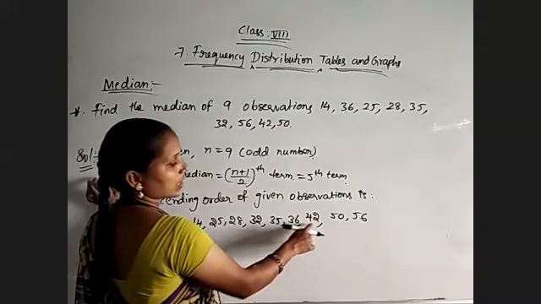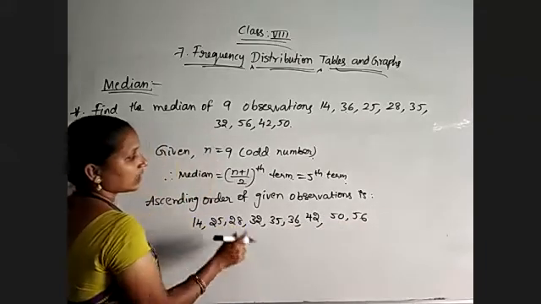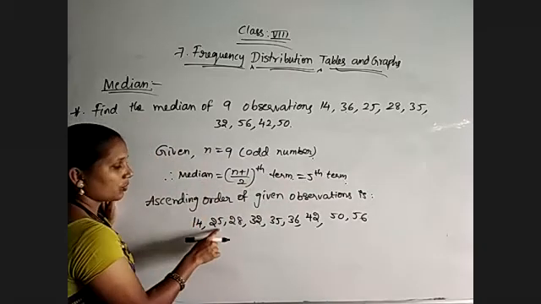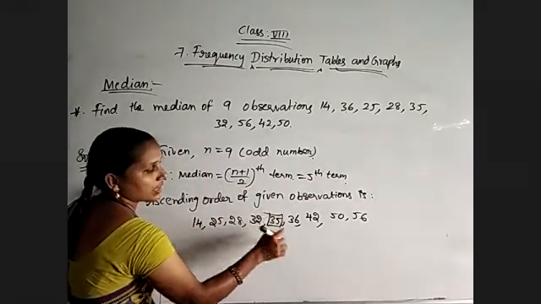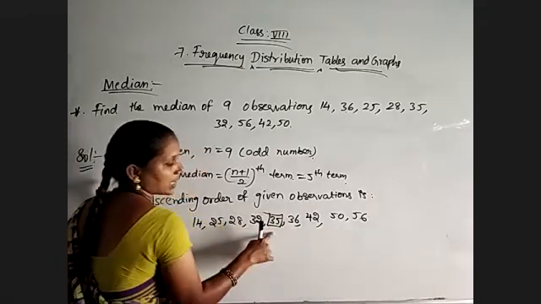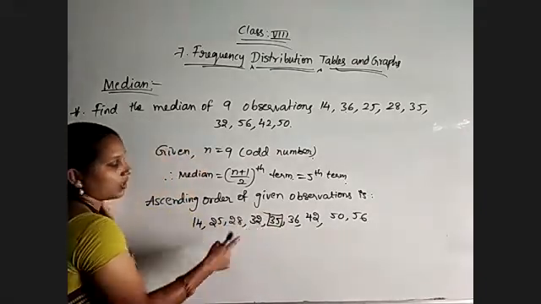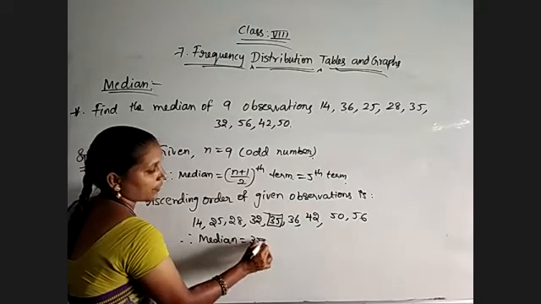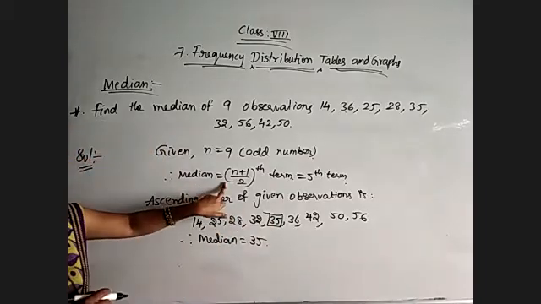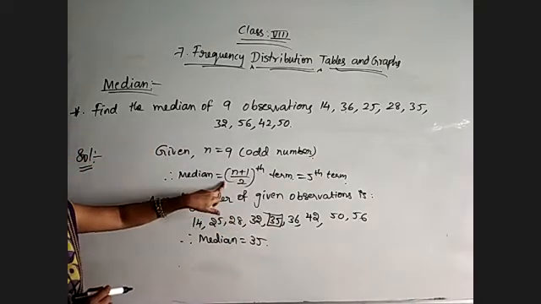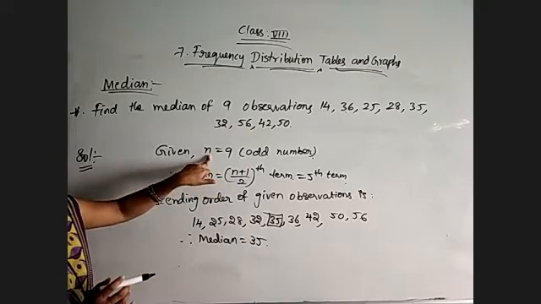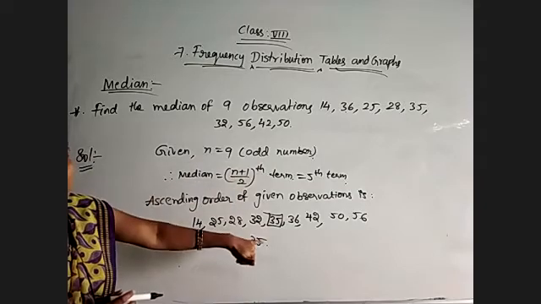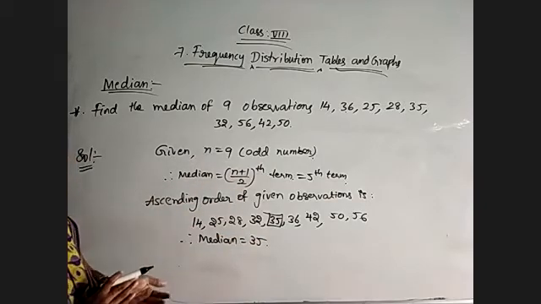1, 2, 3, 4, 5, 6, 7, 8, 9. And I said the n plus 1 by 2th term, the 5th term will be the median. 1, 2, 3, 4, 5. The 5th term is 35. Just observe, 4 on this side also, 4 on this side. It is exactly the middle. So therefore median is equal to 35. That's all. By using the formula like this we will write. n is the number of observations. So when n is odd, we will get the n plus 1 by 2th term as the median. We will see for even numbers also next.